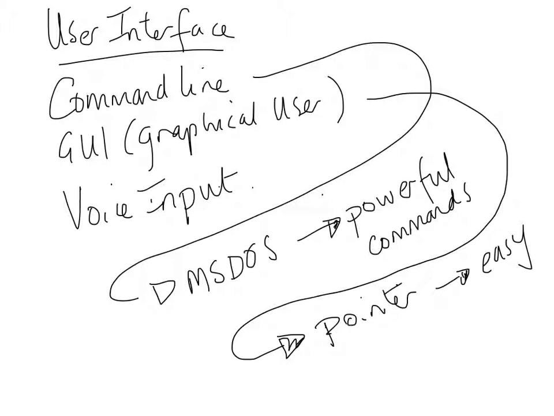I'm guessing you can see the disadvantages of these two. The MS-DOS, the command line interface, is very difficult to use because you have to know the commands. But the graphical user interface is not very powerful. It's weak because you can't get into the nuts and bolts of the operating system.